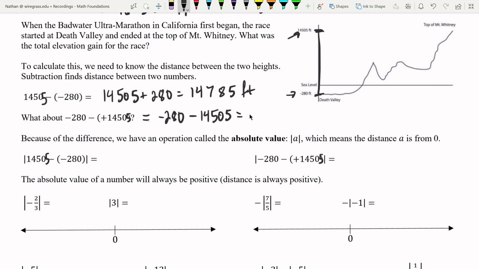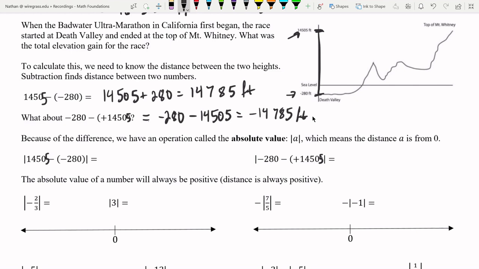And if we do this, it's going to give us negative 14,785 feet. The problem with this is that negative distance doesn't make any sense in a real world scenario. But all I've done here is I've just changed which one I did first. And so there's kind of a discrepancy. It's kind of a frustrating thing here.